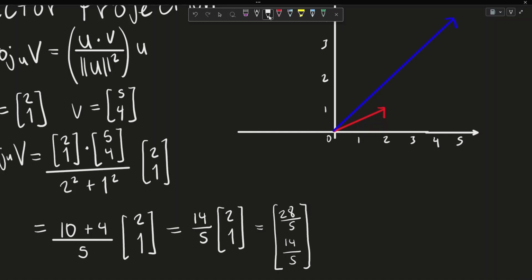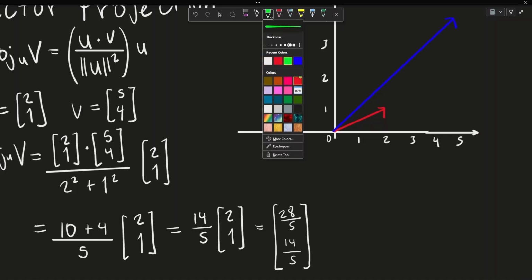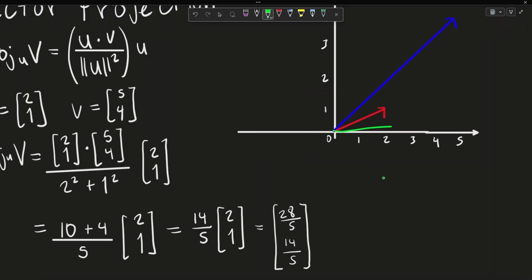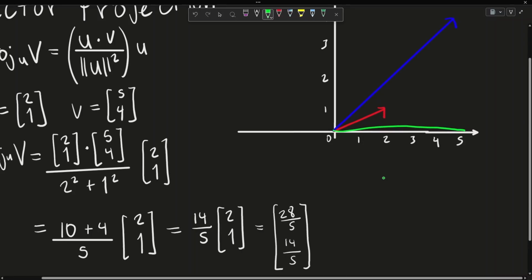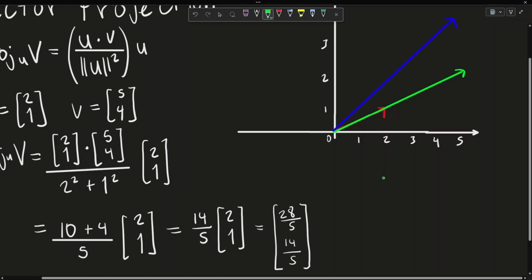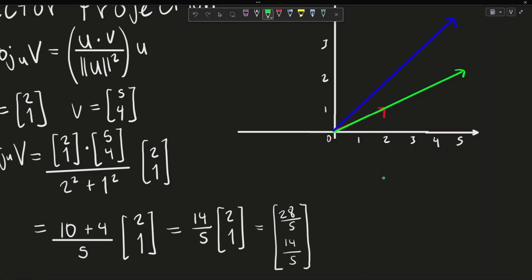And so if we were to draw this out, we'd find that 28 over 5 is a bit over here, somewhere in this direction, and then we'd find that 14 over 5 is somewhere around here. And so we'd find that the projected vector is somewhere in this neighborhood. If we're casting a shadow from this blue vector onto this red vector, it would be in this direction and it would be approximately this long.